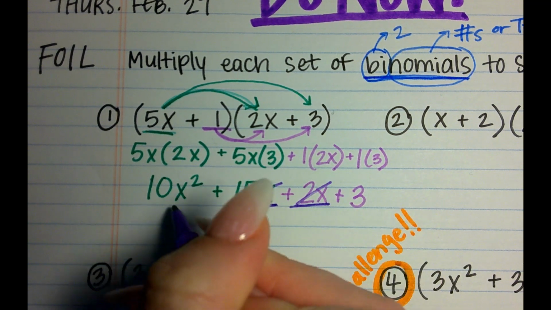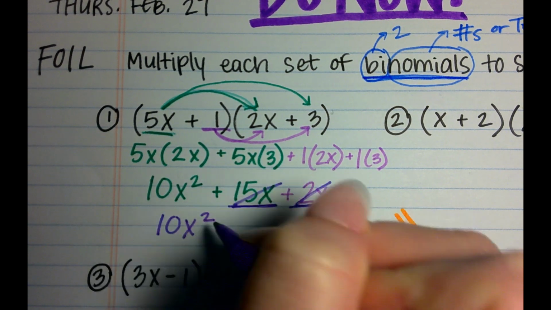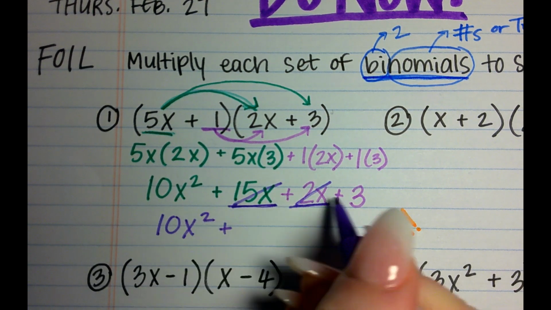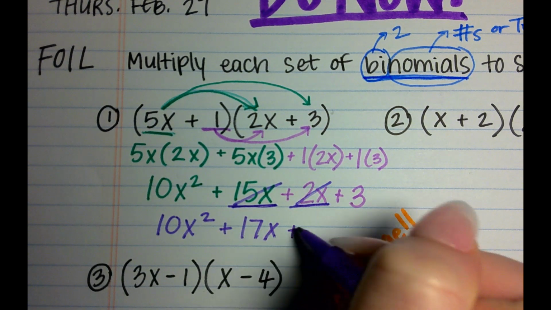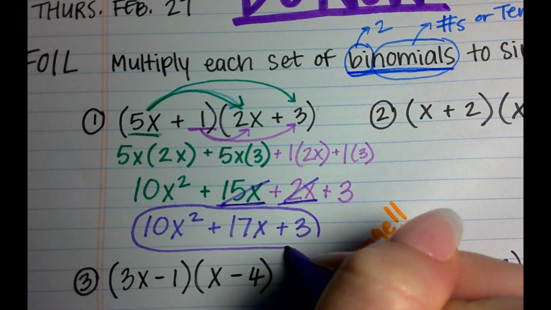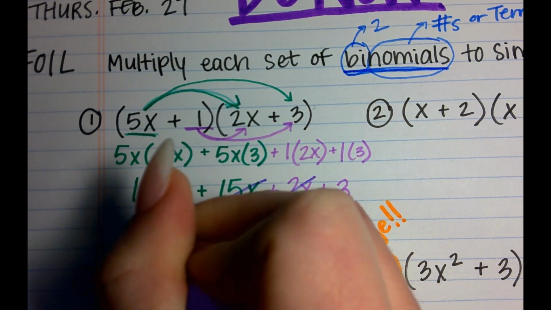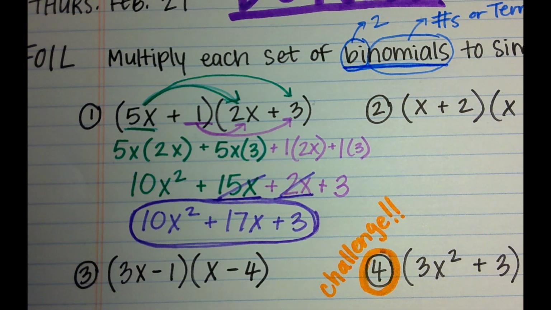Good. So I'm going to rewrite everything. I will bring everything down. 10x squared plus 17x plus 3. And then you circle it. There it is. Awesome. Thank you, Jimmy. That was perfect.